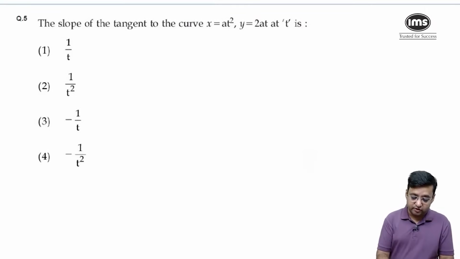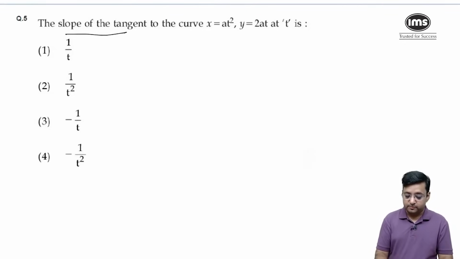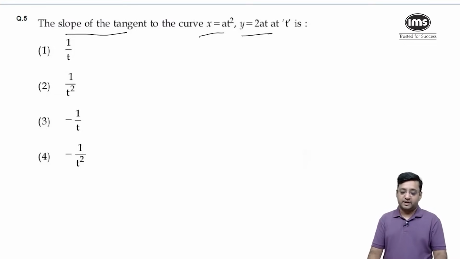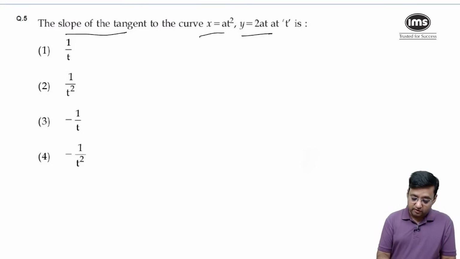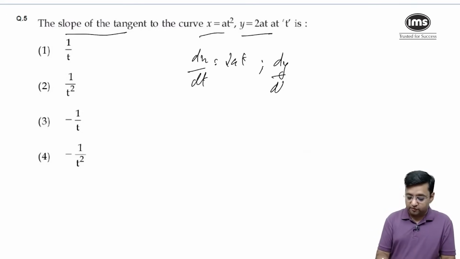Again, a calculus question. We need to find the slope of the tangent to the curve this and this. Now, this is a question of a parametric function. Now, when we differentiate this with respect to t, we will get 2at. And when we differentiate this with respect to t, we get 2a.